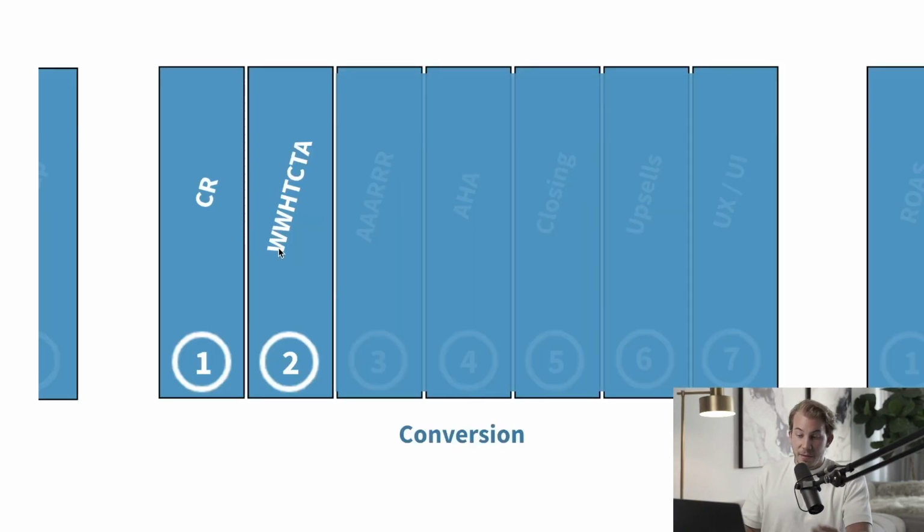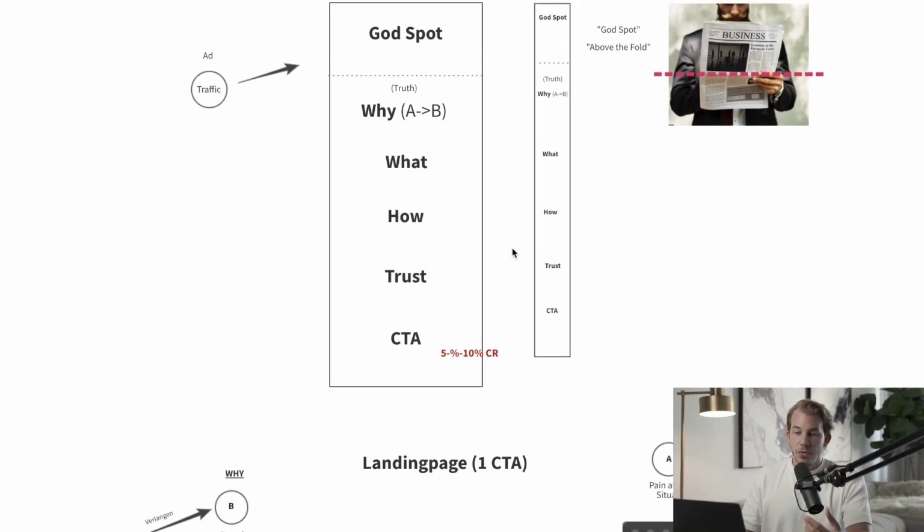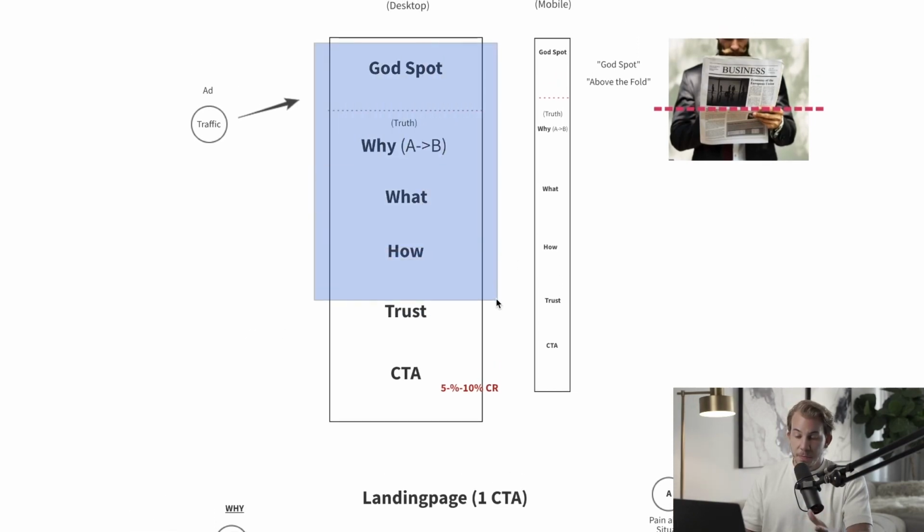So from these letters here, the first W stands for why, the second W stands for what, the H stands for how, and the T stands for trust, which would be a section where you have a lot of testimonials, elements, trust badges, authorities, numbers, review scores, to give a lot of trust to what you've been saying in these first sections.